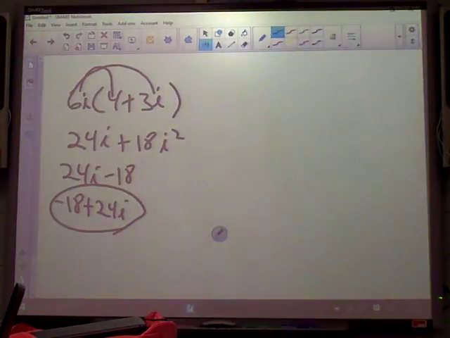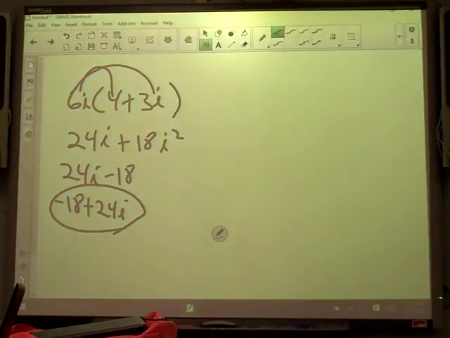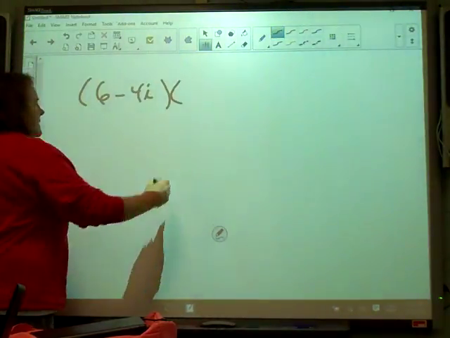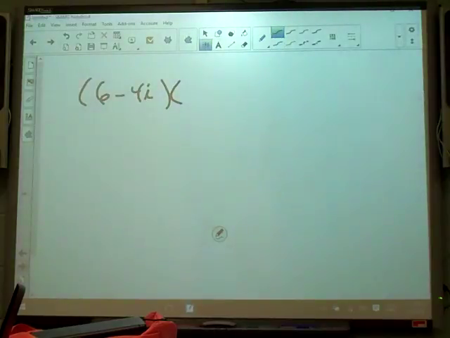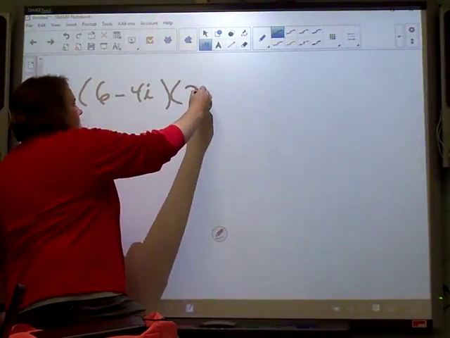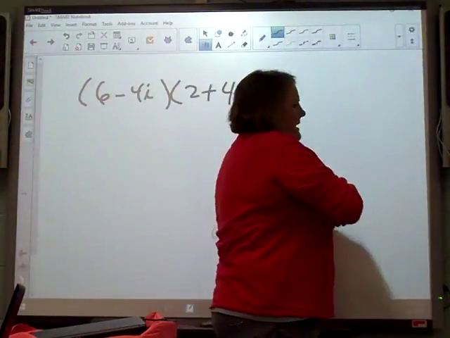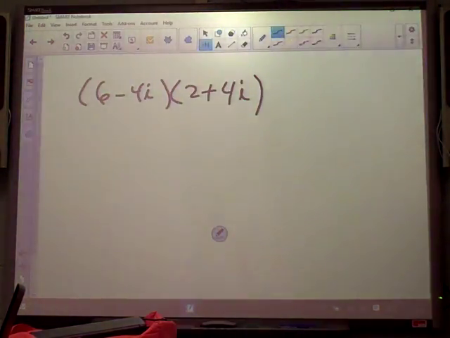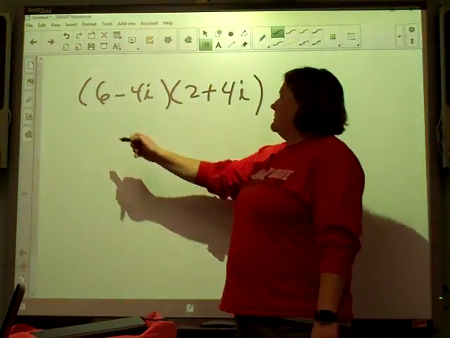Alright, so that was a monomial times a binomial. Let's do a binomial and a binomial. 6 minus 4i times 2 plus 4i. Alright, we got a two-termer times a two-termer, a binomial times a binomial. What do we need to do? Need to distribute. Any other way to say that? That's FOIL. FOIL will be an acronym that I use, but distributing is the same thing.